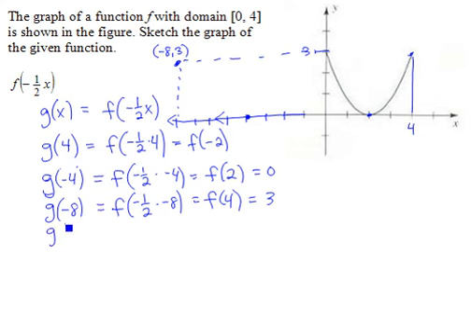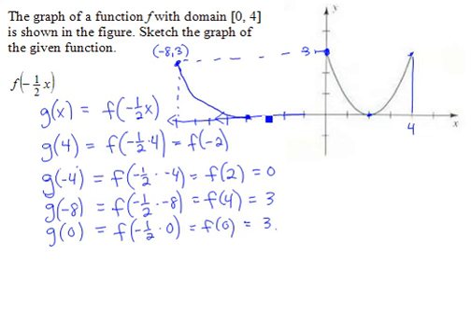Maybe one more point is useful. Let's graph g of 0. That would be f of negative 1/2 times 0, which is f of 0. And from the graph we can see that f's value at 0 is also 3. And that means that another ordered pair on the graph of g is 0, 3. And we can plot that point here. That gives me a good enough picture of what the graph of g is going to look like.